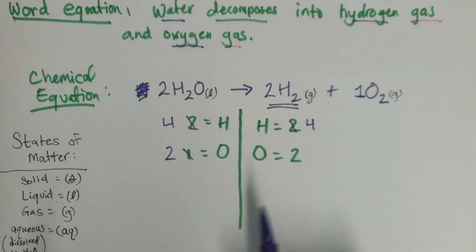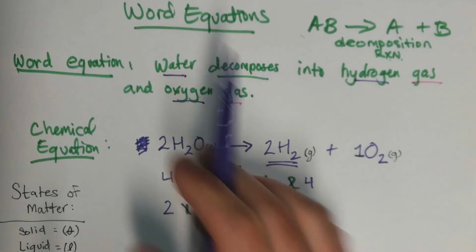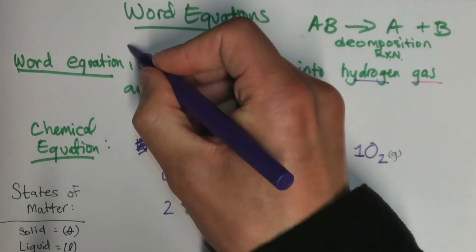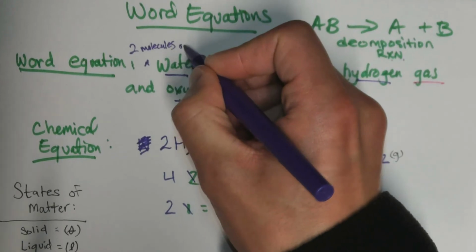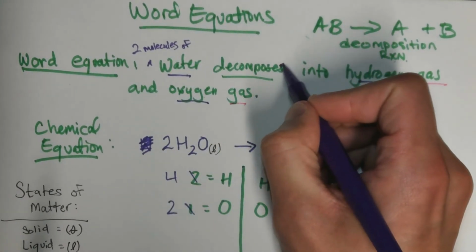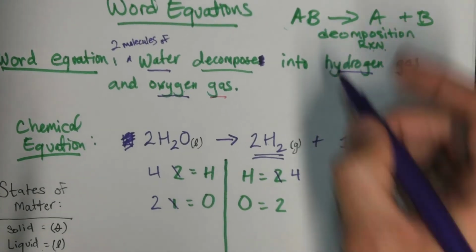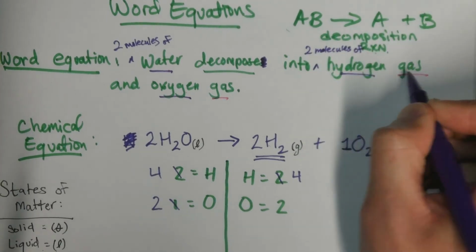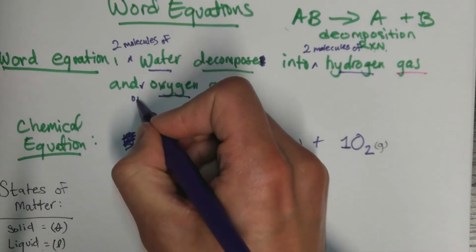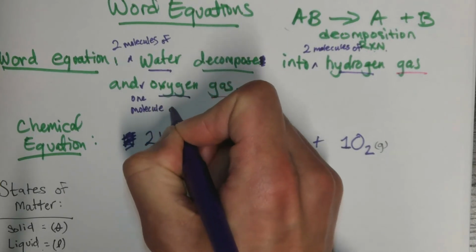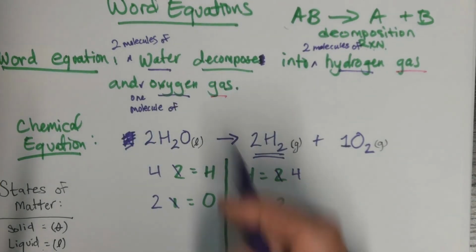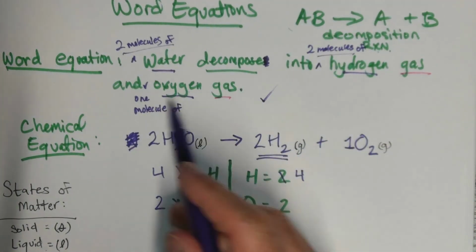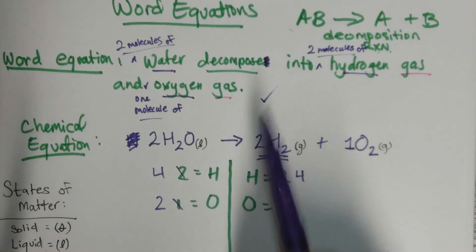Okay, so let's go ahead and update our word equation to include the balancing part. So 2 molecules of water decompose, get our grammar right there, into 2 molecules of hydrogen gas and 1 molecule of oxygen gas. So this is a completed word equation, balanced, including the balanced components, and including states of matter.